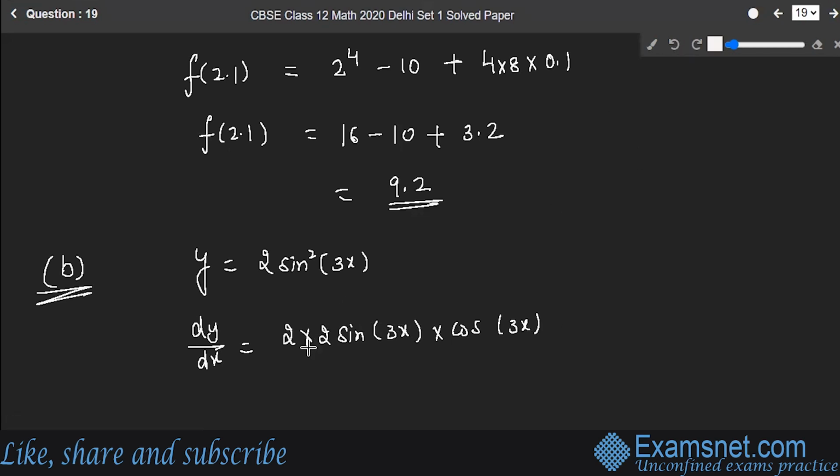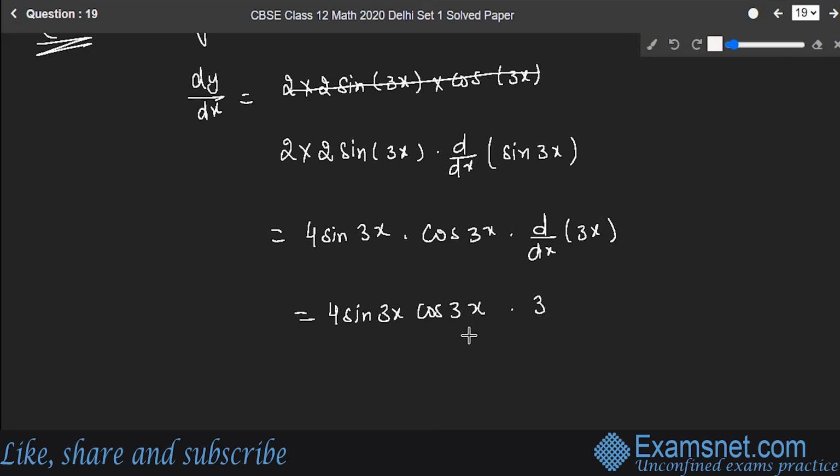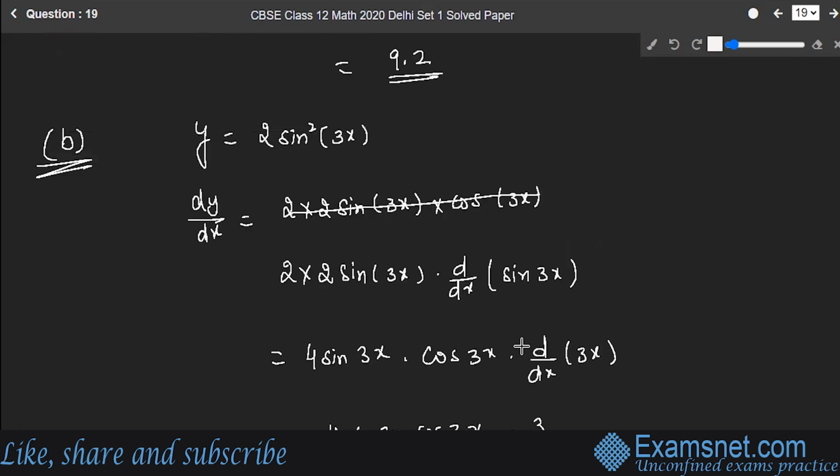So dy by dx is equal to 2 into 2 sine of 3x into cos of 3x. See what I'm doing. Wait, I'll redo this. So it will be 2 into 2 sine 3x into the derivative of sine 3x. Hope you are clear on this now. So this is equal to 4 sine 3x into the derivative of sine 3x, which is cos 3x, and the derivative of 3x is 3. So this is equal to 4 sine 3x cos 3x into 3. That gives you 12 sine 3x cos 3x. Hope you are clear till this.